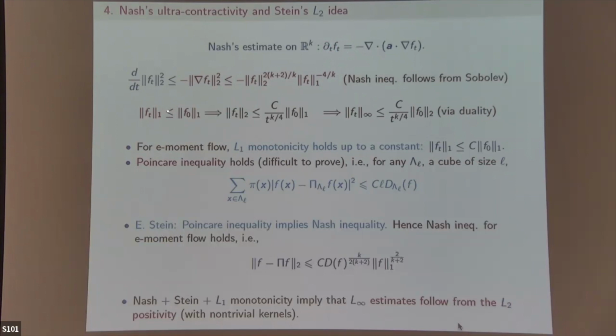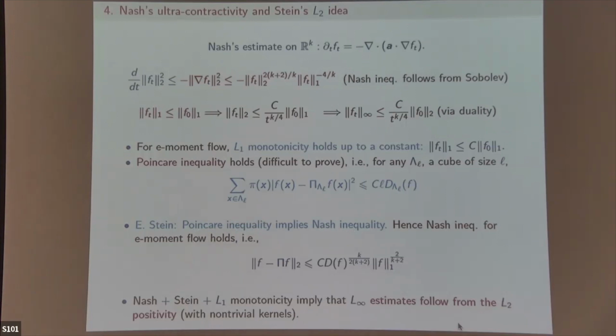So actually here, this is an equality in the equation. For our moment flow, we have to show that this L2 monotonicity holds up to a constant, depending on k, C_k, so up to a constant it is still correct. Now the interesting point and interesting story is this Nash inequality. Typically one proves it from the Sobolev inequality. Actually, there's another proof from the Poincaré inequality, and the Poincaré inequality, in our case, is our key input. We have to prove this Poincaré inequality in our setting. On the other hand, Stein has a proof: Stein proved that this Poincaré inequality actually implies this Nash inequality.